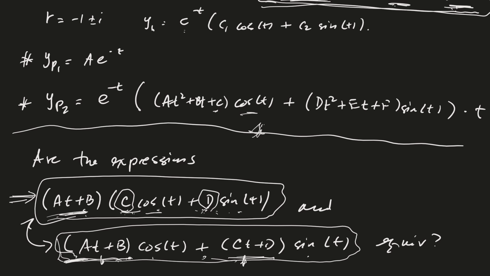Okay, so these two expressions are not equivalent. And so when we're talking about multiplying a cosine and a sine by a polynomial, we need a distinct polynomial of degree 1 or 2. In this case, this is degree 1, but in the problem up here, it was degree 2. You don't want to just use one polynomial and then multiply by constants in this cosine and sine. You have to have a distinct polynomial for each of your sine and cosine.